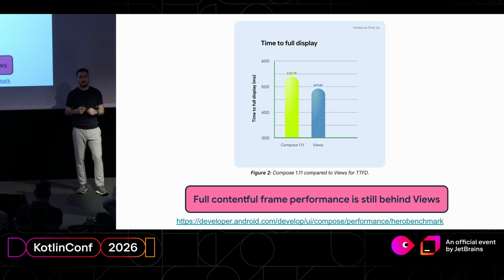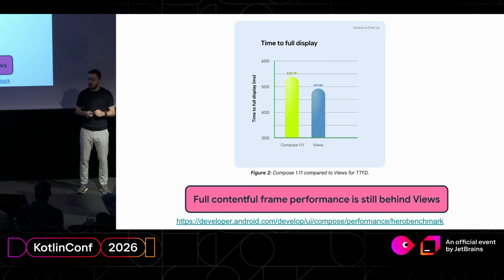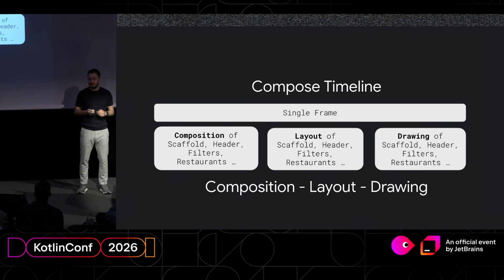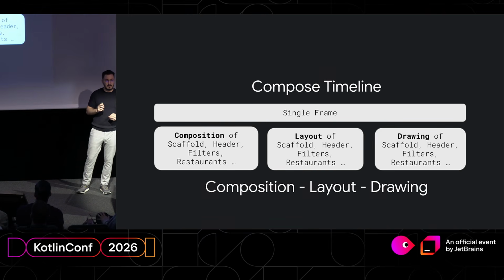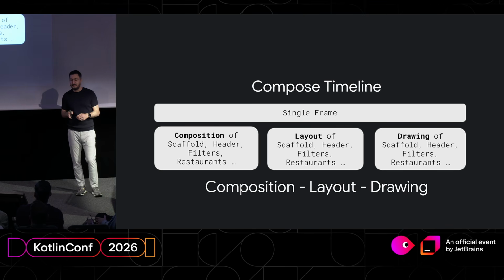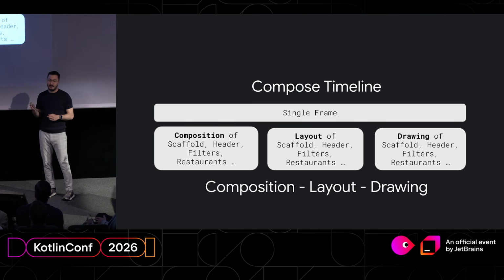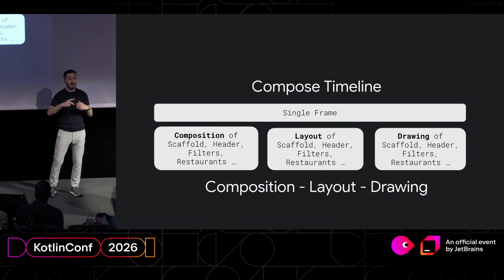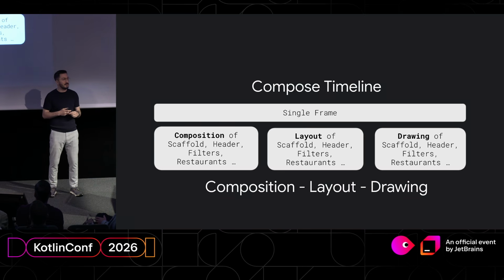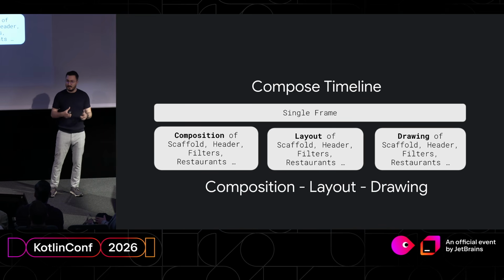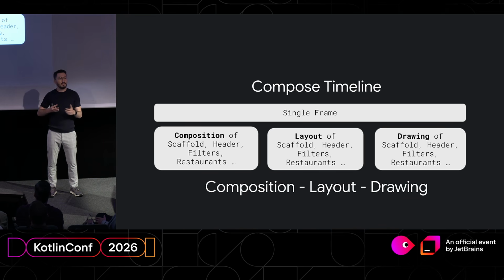It is something not just for the first frame, but it shows itself for every individual contentful frame, because Compose needs to do multiple steps before being able to show the frame. It needs to do the composition, which includes the UI elements, scaffolds, headers, filters, and anything on the screen that needs to be composed, and all of those functions need to run. Then all of those functions do layout and measurements and the placing based on their calculation.